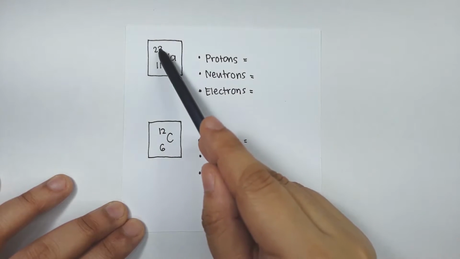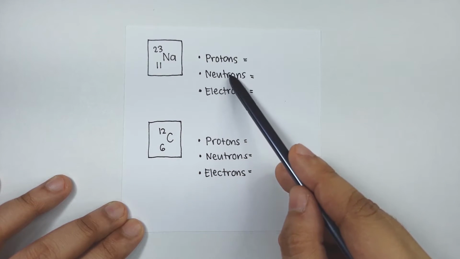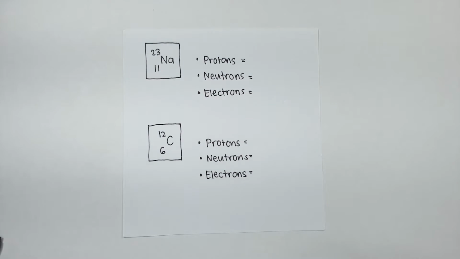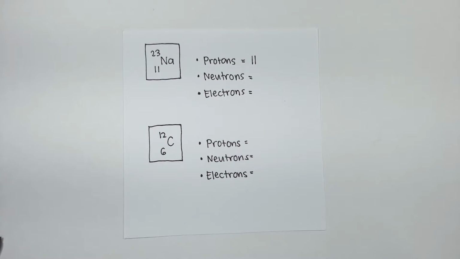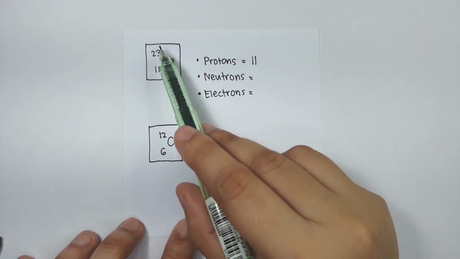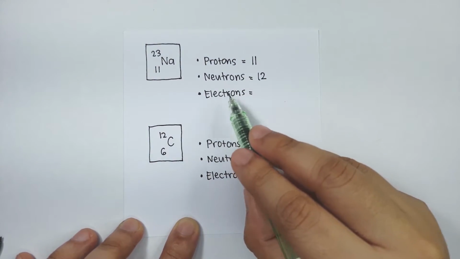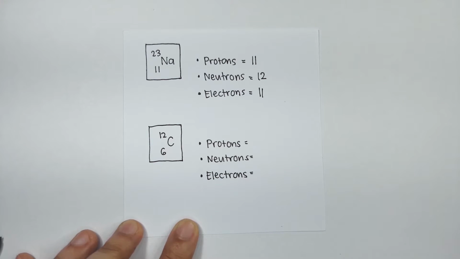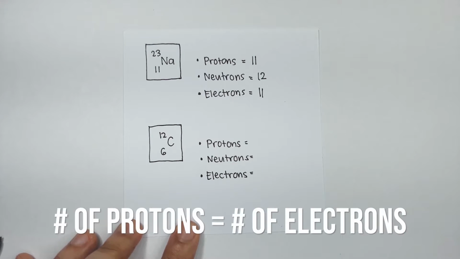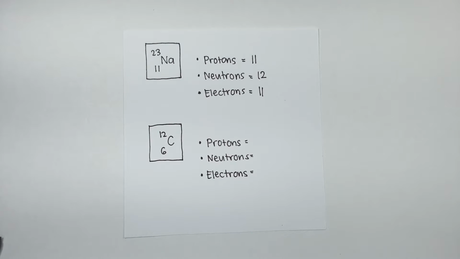So for example, 23 and A11. Now let's try to identify the number of protons, neutrons, and electrons. So the number of protons is 11 kasi 11 yung atomic number niya. Yung number of neutrons is 23 minus 11, that is 12. Yung number of electrons naman is 11. Why 11? Because atoms are neutral in charge. So kapag neutral, that means the number of protons is equal to the number of electrons. Hence, in this case, 11 yung number of electrons.